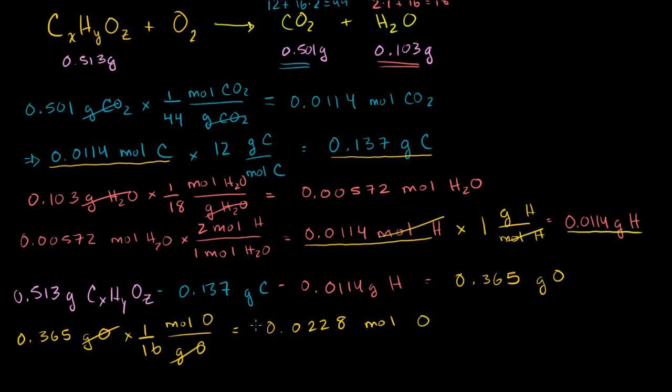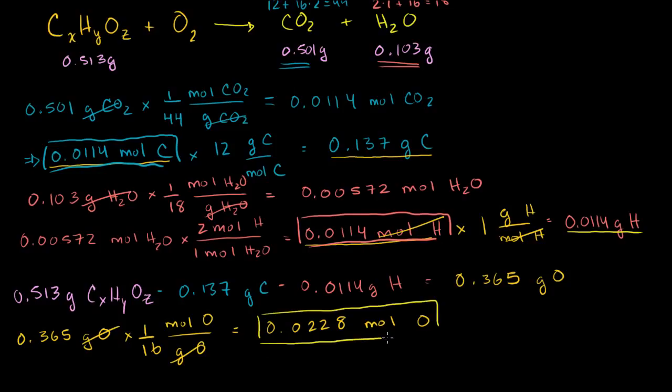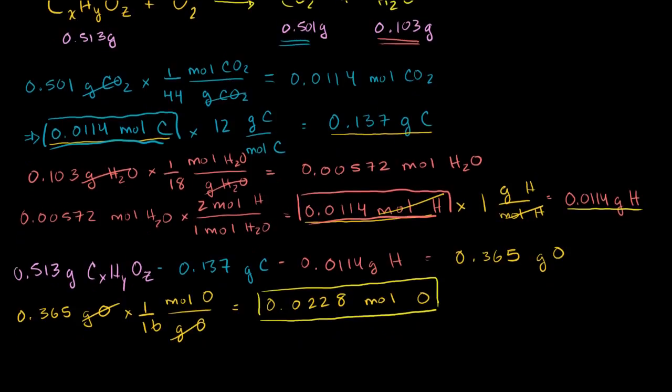We're almost done. We've now been able to solve the moles of carbon in our original reactant, because all of this carbon had to come from here. We have our moles of hydrogen. We were able to figure out from this information, because all of the hydrogen had to come from here. And now we know the moles of oxygen in our original reactant, because the leftover out of this 0.513 grams had to be oxygen. So let's see if we can figure out the smallest whole number ratio between the three.